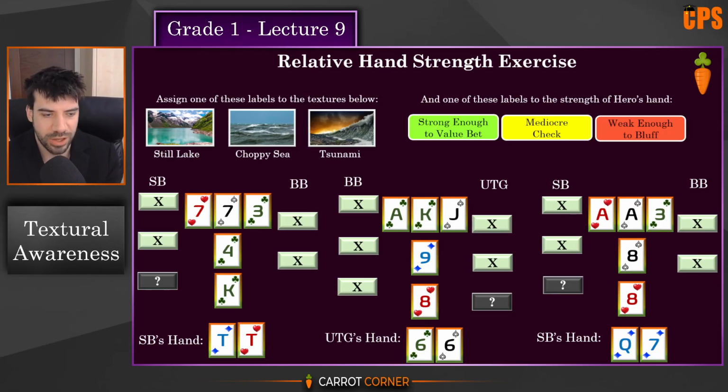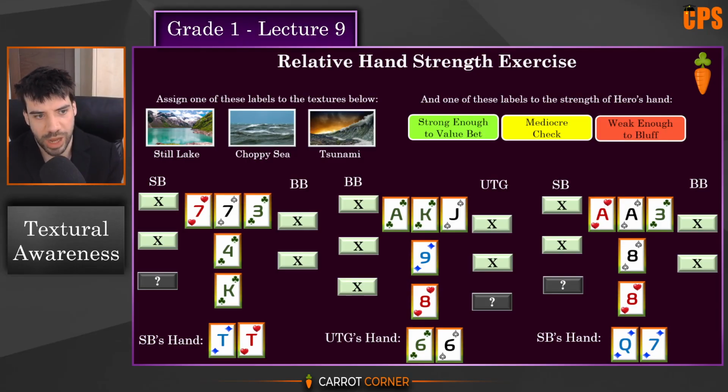So 10s here, under normal circumstances, is not a massively powerful hand on 7-7-3-4 king, but it's a really important one to bet here because it's still a value bet. And the reason this hand comfortably qualifies as a value bet is partially because the texture is not massively wet. It's definitely not a tsunami. It's not still lake either, okay?